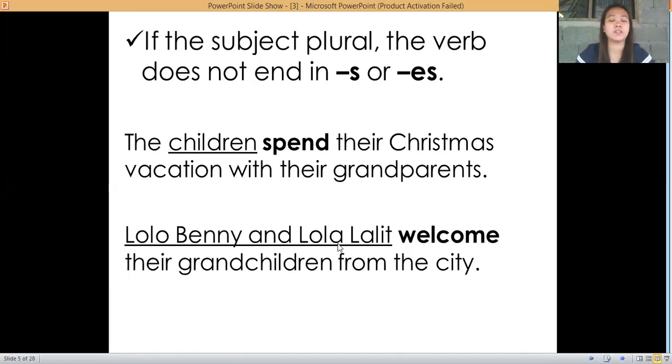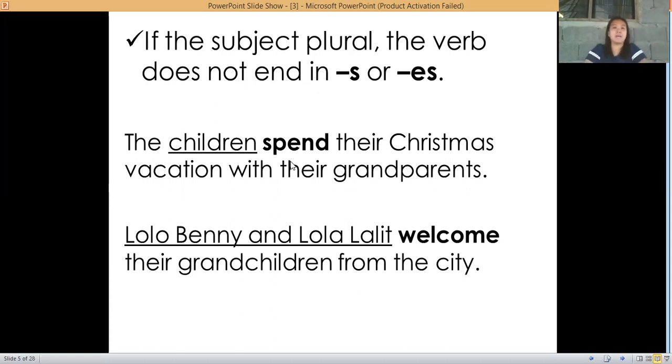Let's go to our third rule. If the subject is plural, the verb does not end in S or ES. Kapag two or more, the subject is two or more, then you're not going to end our verb in S or ES. So we have here children. Children is plural. The children spend their Christmas vacation with their grandparents. So the verb here is spend. It does not end in S or ES.